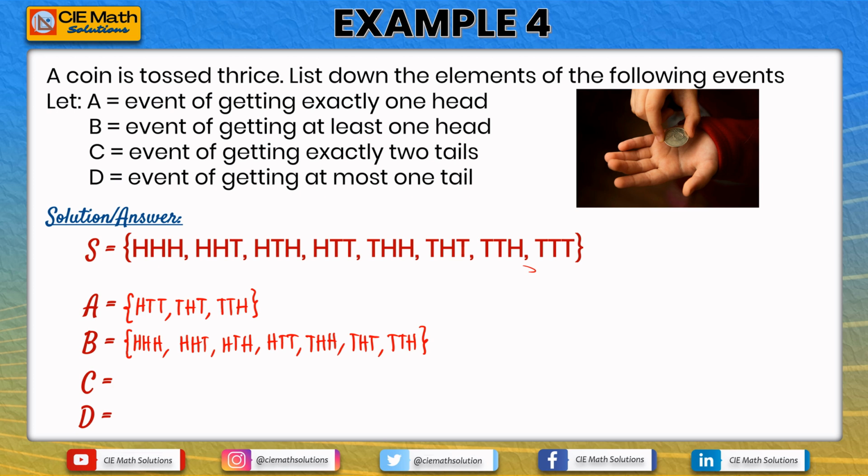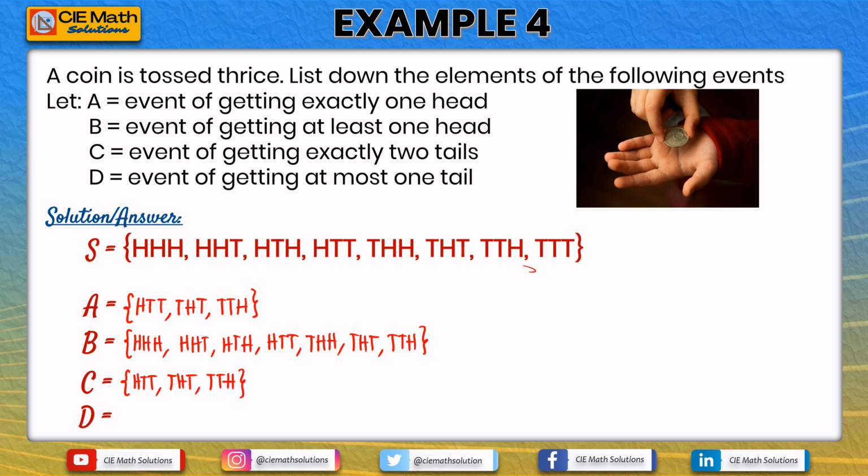Event C. Event C contains exactly 2 tails. Looking at the sample space, those elements that contain exactly 2 tails are head, tail, tail. That contains 2 tails at the end. We have tail, head, tail, that contains 2 tails. We also have tail, tail, head. So there are 3 elements of event C.